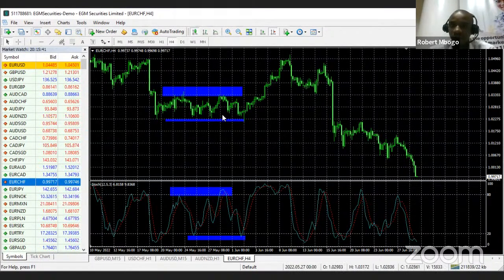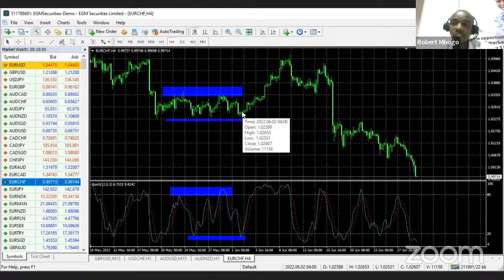So you can see the ranging over here. If you look at this setup, you'll see this setup was meant to break downwards. This is where I agree with you when you shared and said that you should be careful not to be caught up in a trap move.